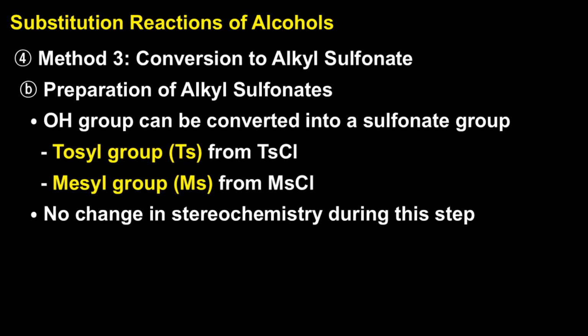Now let's talk a little more about how we actually prepare alkyl sulfonates. There are two reagents that are commonly used for this: tosyl chloride, or TsCl, which gives you a tosyl group, and mesyl chloride, or MsCl, which gives you a mesyl group. Both of these reagents react with the alcohol and attach to the OH site, turning it into a really good leaving group. And here's something important to remember. There's no change in stereochemistry during this step. So whatever configuration your alcohol had, it stays exactly the same after the sulfonation.